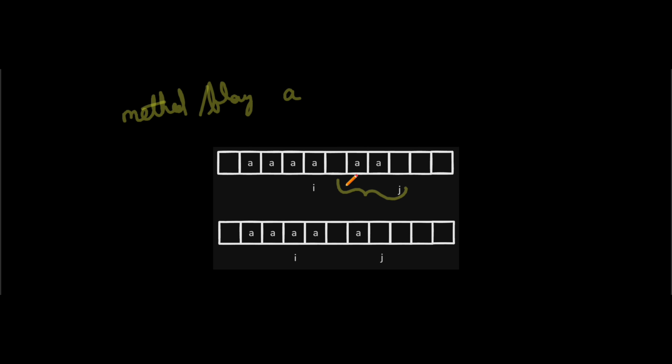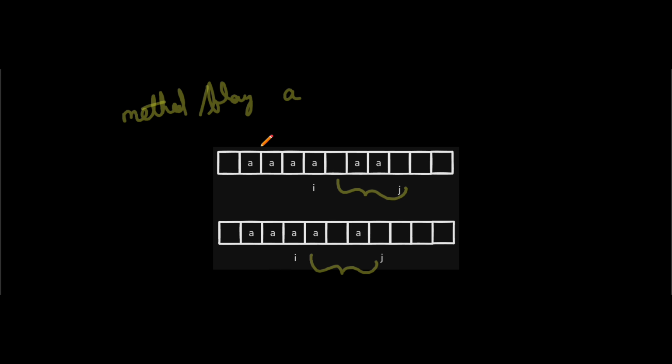The same reasoning applies if the substrings between 0 to i and 0 to j have an odd number of A's. For example, if the substring up to i has 3 A's and the substring up to j has 5 A's, then the substring between i plus 1 and j will have 2 A's, which is again even. This logic holds true for other vowels as well.